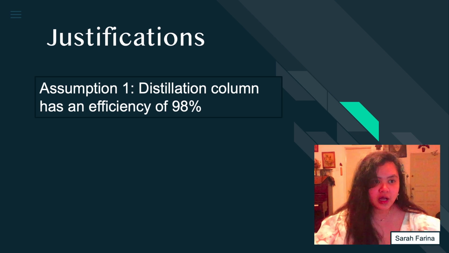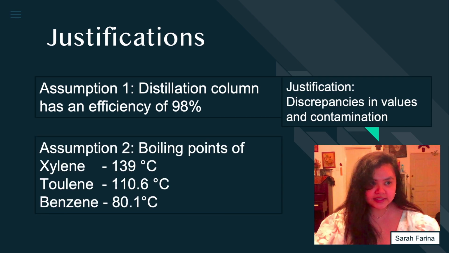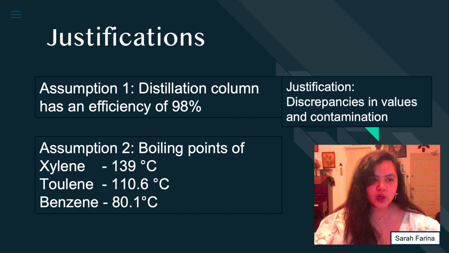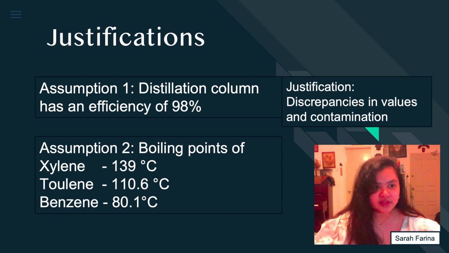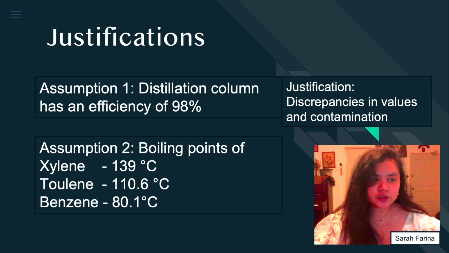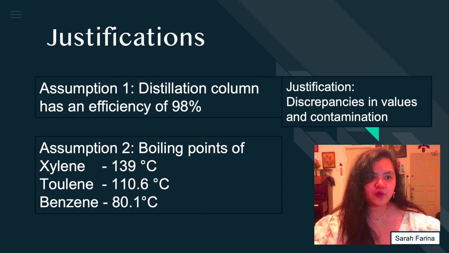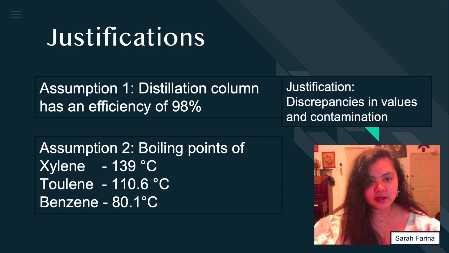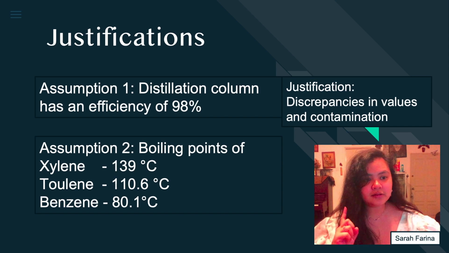Not only that, we have found the boiling points of xylene, toluene, and benzene to be 139 degrees Celsius, 110.6 degrees Celsius, and 80.1 degrees Celsius respectively. These boiling points are crucial in our calculations because, as we can see in our first boundary, we intend to remove 98% of benzene since it has the lowest boiling point, and subsequently we remove toluene with the next highest boiling point, which is 110.6 degrees Celsius. The references for our justifications for our assumptions can be seen in the next slide.